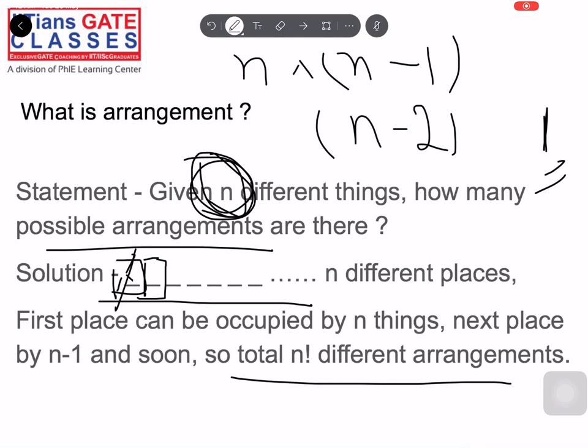So why I discuss these two, selection and arrangement, is because these two things form the basis of permutation and combination.